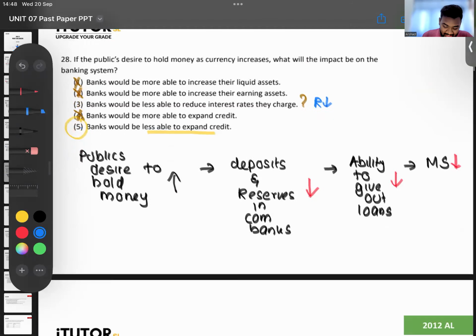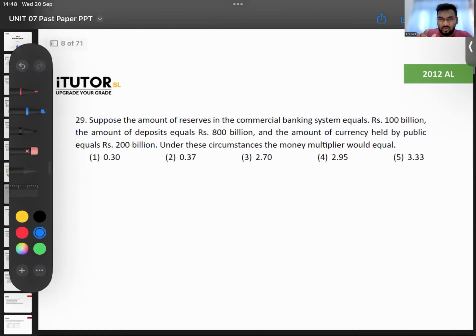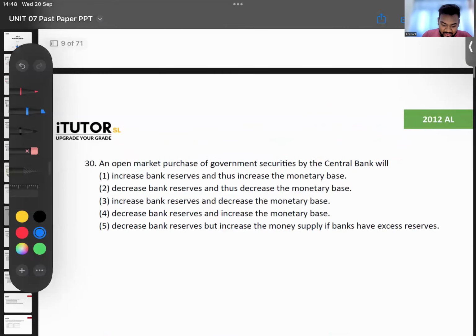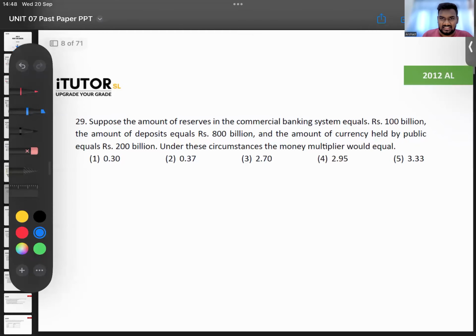Then we'll go to 29. Guys, I made a small correction in the tute. There were some questions that were repeated, and there was a small thing. I sent the newer PDF. I looked at the past paper and corrected it. So question 29 is this. In the initial PDF that I sent, there was a small mistake.